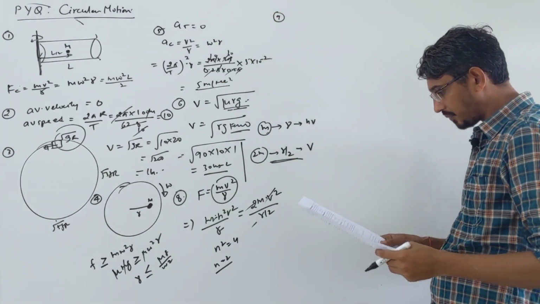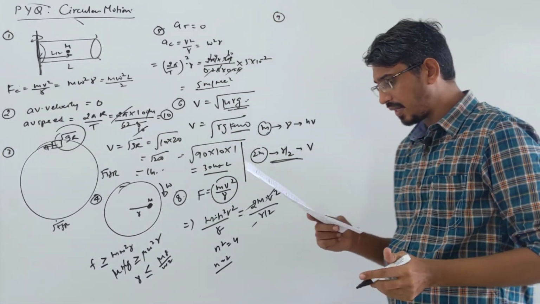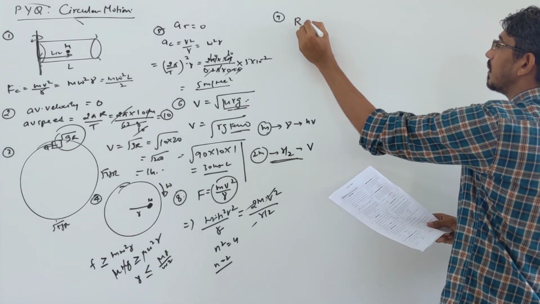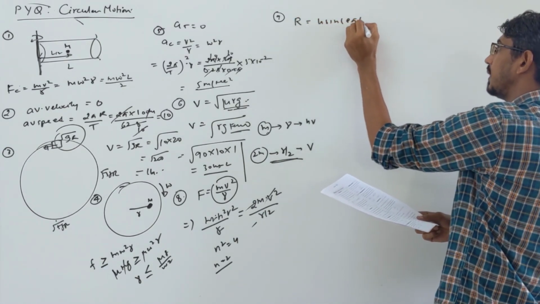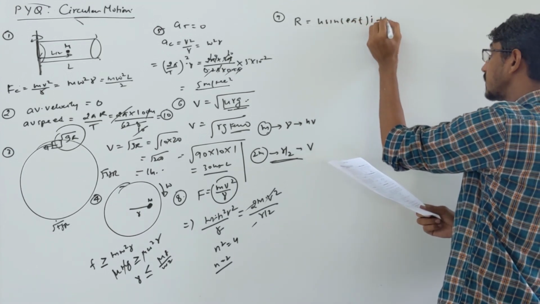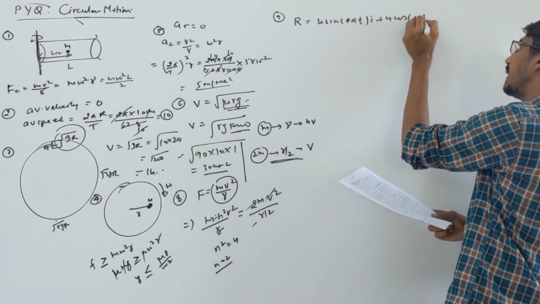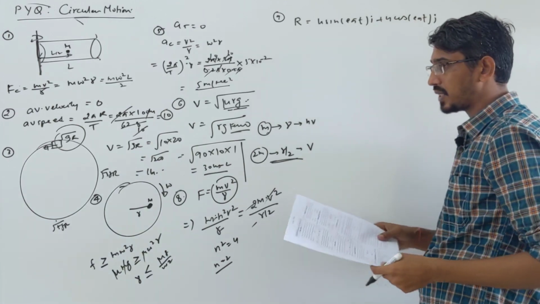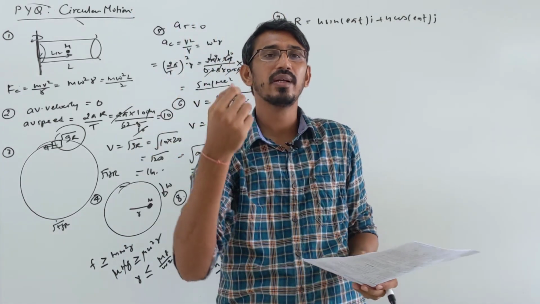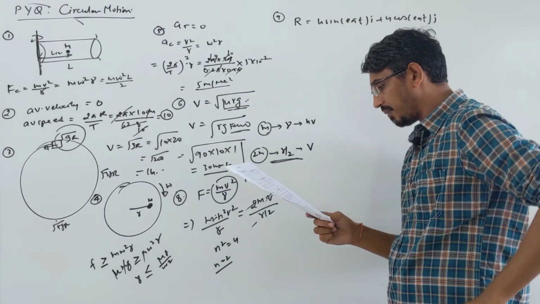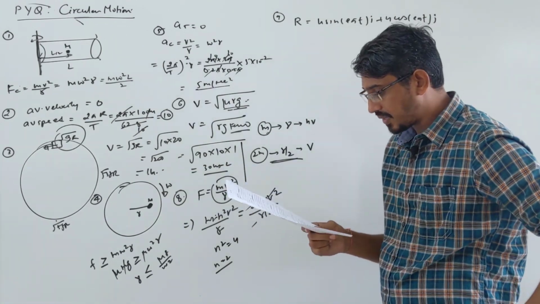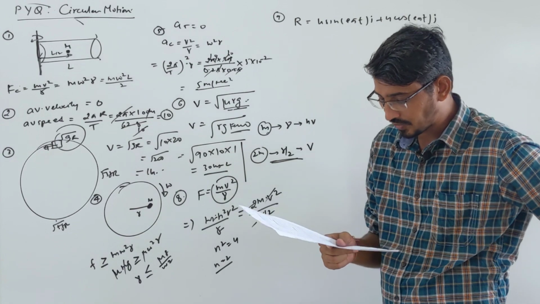Problem number 9. The position vector of a particle as a function of time is given: 4 sine 2 pi t i vector plus 4 cos 2 pi t j vector. For this type of question you need help in understanding what vectors are. We will learn them soon. r is in meters, t is the time, i and j are the unit vectors along x and y direction.